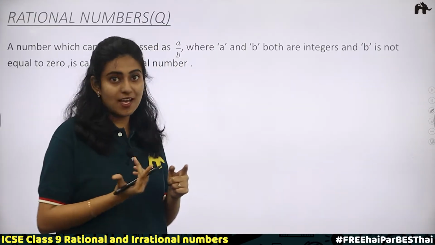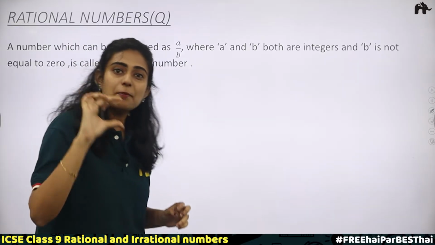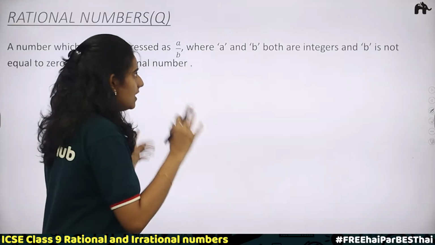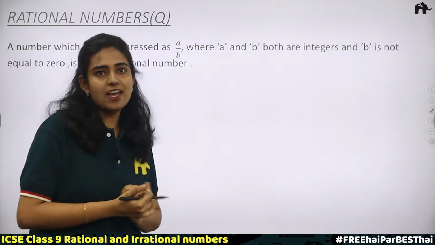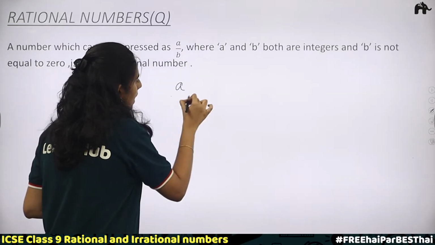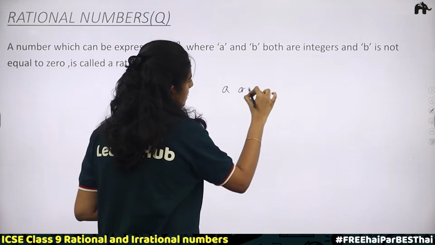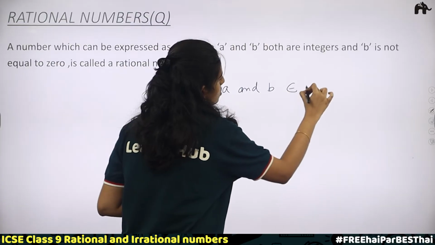We took the case of a pizza. 1 by 5th is the portion that each person gets. So this 1 by 5 is a rational number. So here we will understand how we can define rational numbers. So rational numbers are numbers of the form A by B. Okay, where A and B belong to integers.